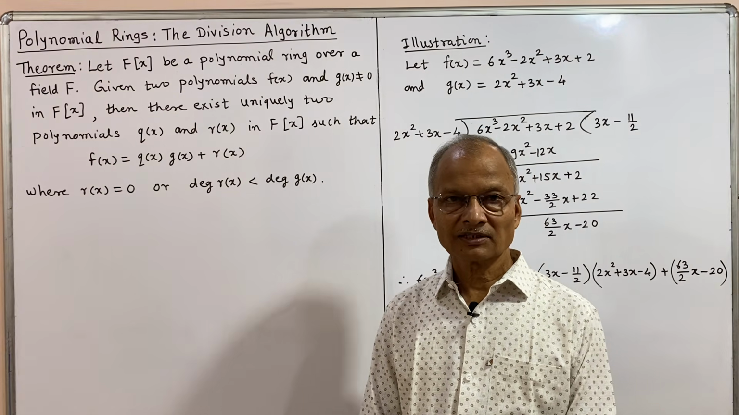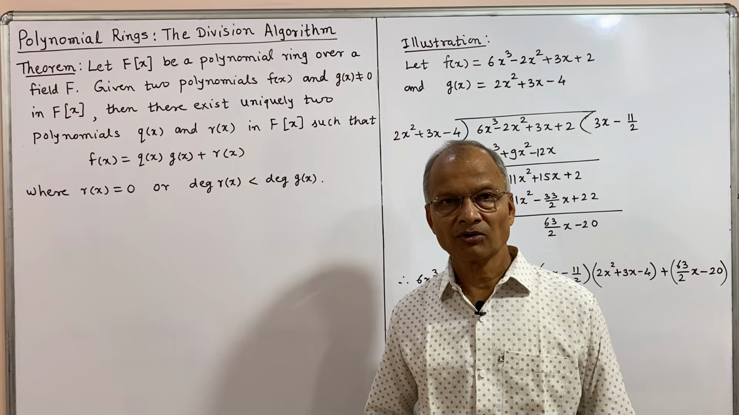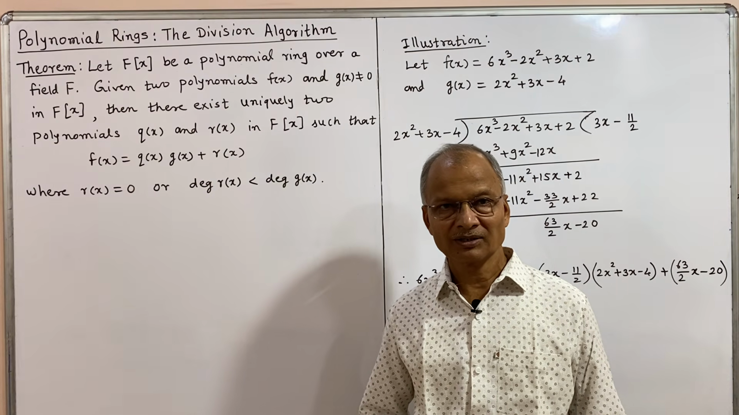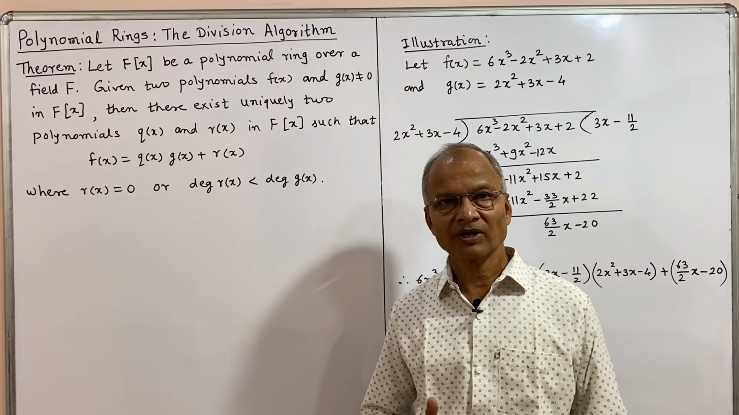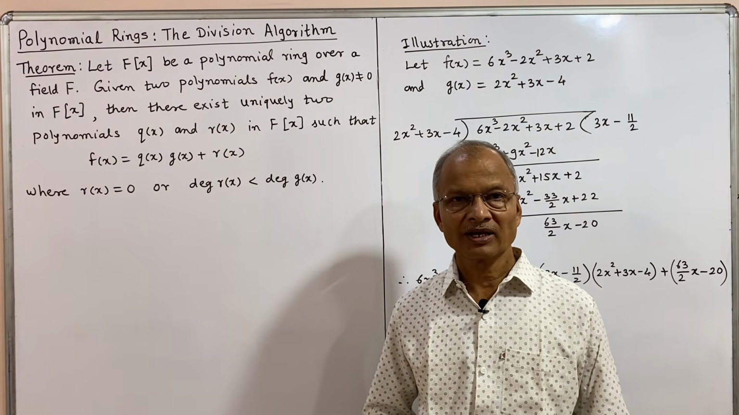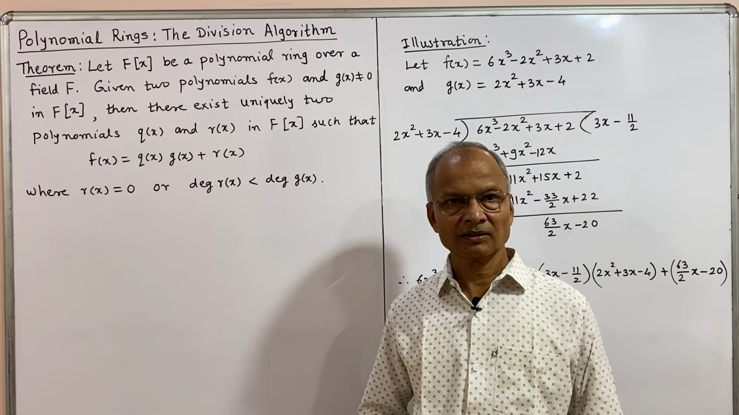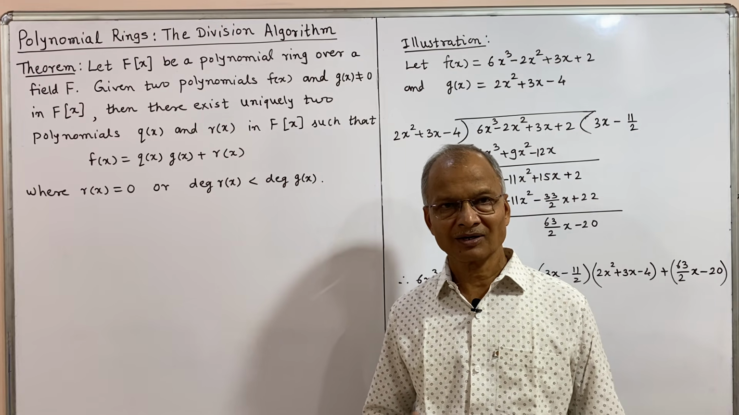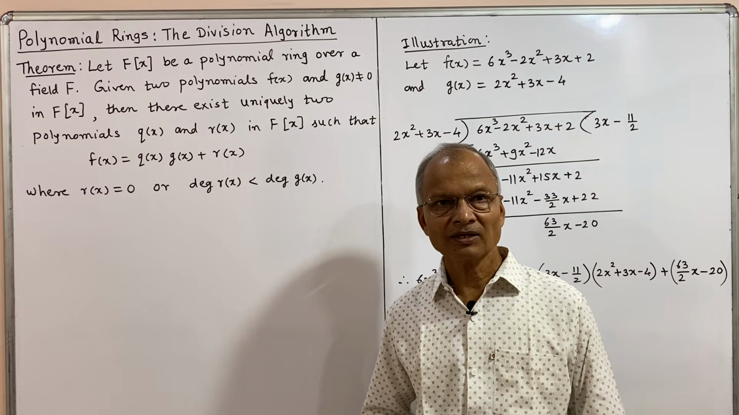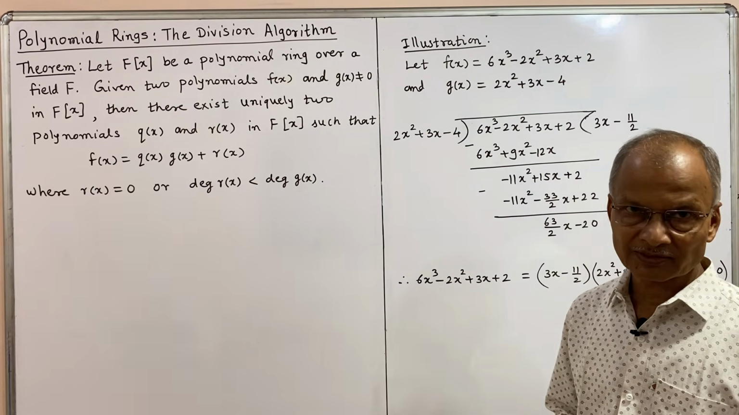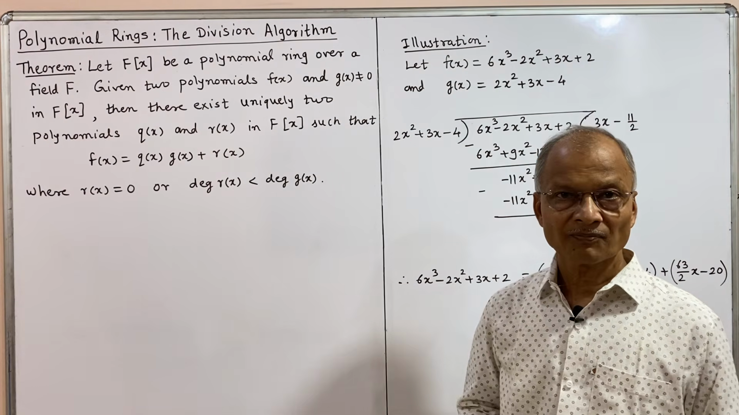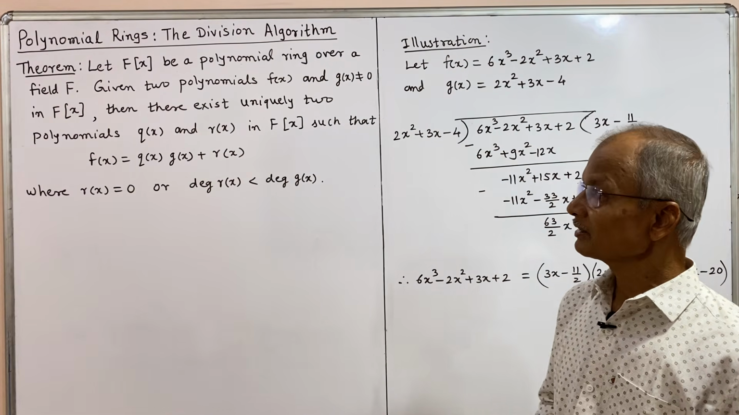In this lecture we shall study the division algorithm in polynomial rings. We have studied earlier the division algorithm for integers. That means when one integer is divided by another non-zero integer, we get a pair of integers that are denoted as quotient and remainder. Also we know how to divide polynomials, and the same process is expressed here as the division algorithm. I have written the theorem here.